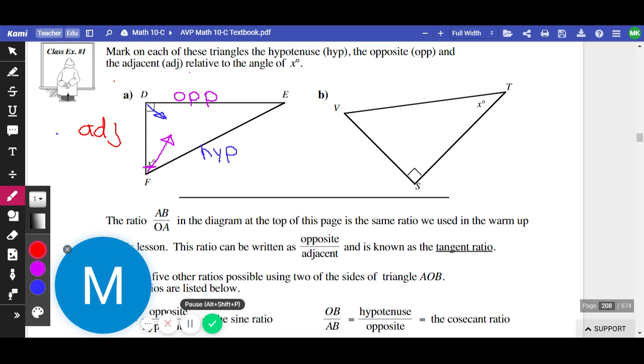First side I go for is the hypotenuse. It's the easiest side to get because it's always across from the 90. So I'm looking at this guy. Here's my 90 because they've labeled it with that little square. Across from it is my hypotenuse.